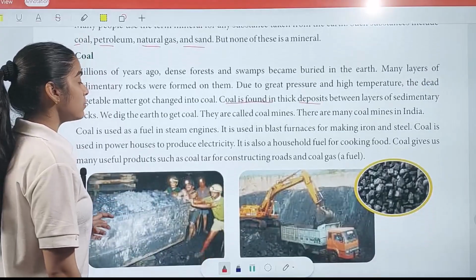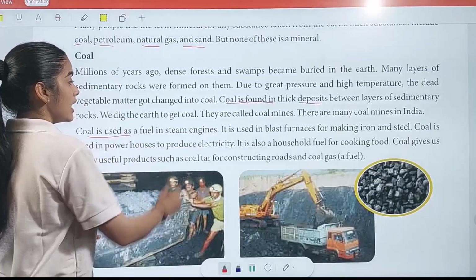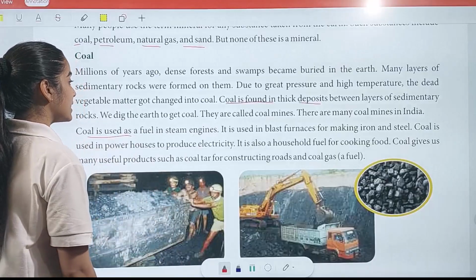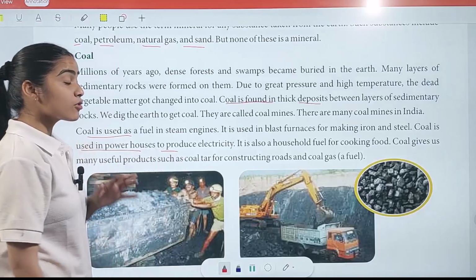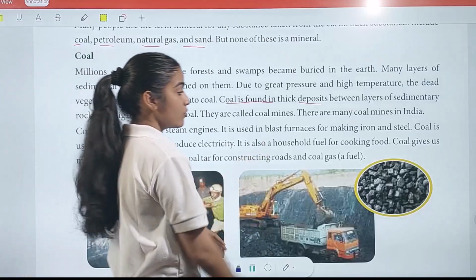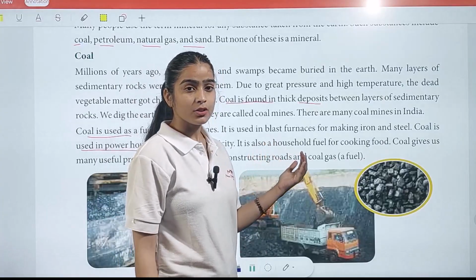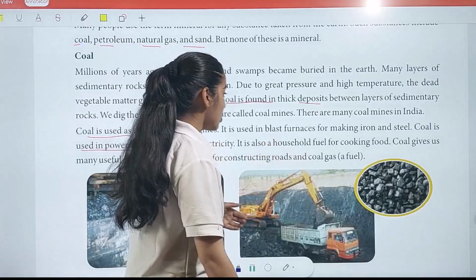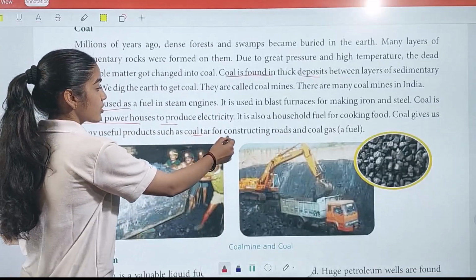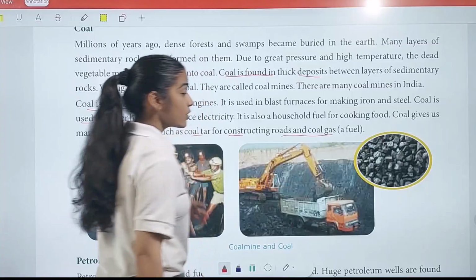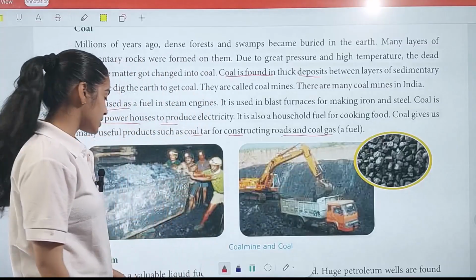There are many coal mines in India. Coal is used as a fuel in steam engines. It is used in blast furnaces for making iron and steel. Coal is used in powerhouses to produce electricity. It is also used as household fuel. You often see in your villages, we use coal as a fuel to cook our food. Coal gives us many useful products such as coal tar, for constructing roads, and coal gas.